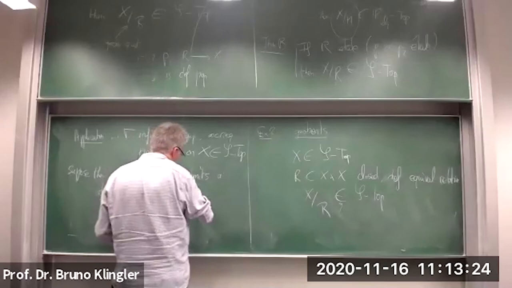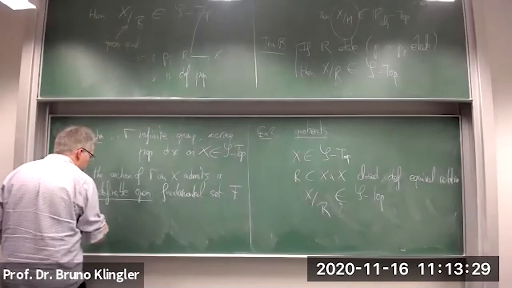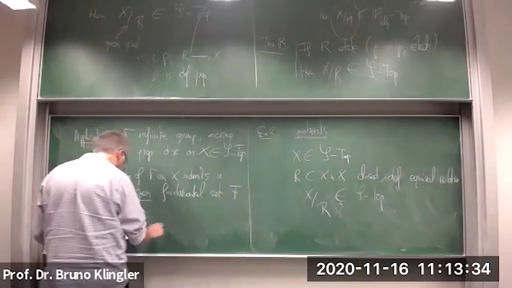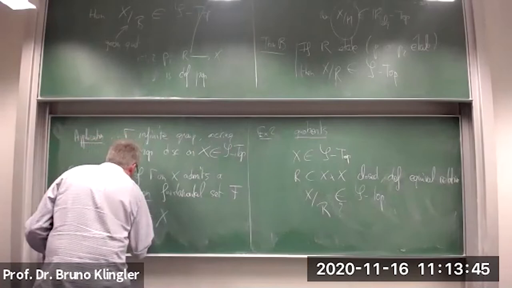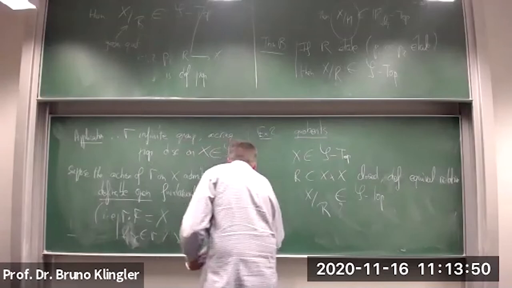F, maybe a class again, even if this is a bad notation. So I will just remind what it means. This means that gamma applied to F generates the full space, that is equal to X. And second, that the set of gamma such that gamma F intersected with F is not empty is finite. This is the notion of proper discontinuous action.